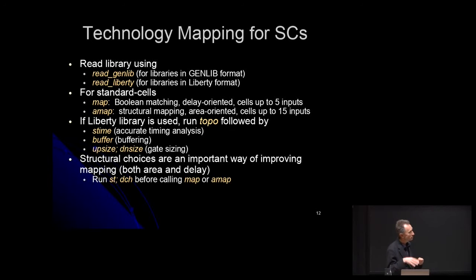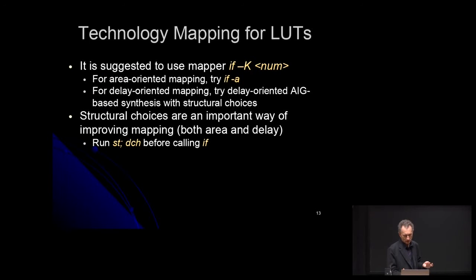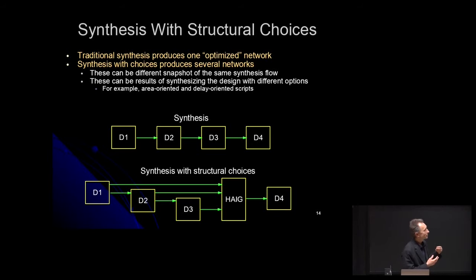And if ABC is useful within OpenROAD or other projects, I hope we can nail this down and make it better. And structural choices is one of the ways to improve the quality of results. Similarly, mapping for lookup tables also has a few commands which you may try. So this is one of the distinguishing features of ABC against other tools.